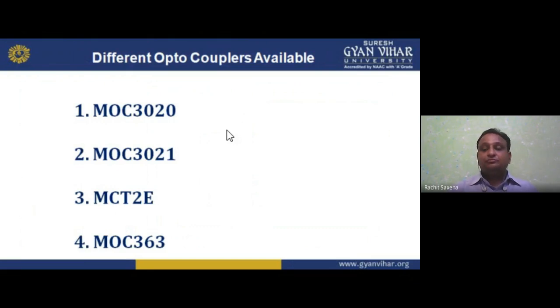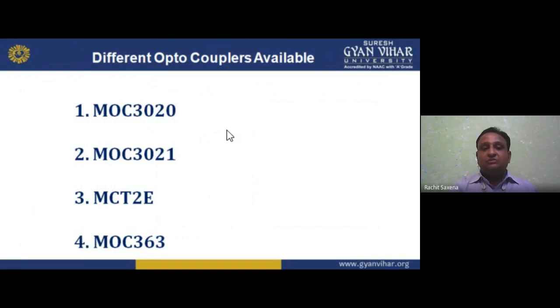Now, why am I telling you this? Because you know what an optocoupler is. What if you want to purchase an optocoupler from the market, or use it in your project? Which type of optocoupler will you use, what will the rating be, which series number do you need? So these are the different optocouplers available. Now taking them one by one: first the MOC 3020, second the MOC 3021, third the MCT2E, fourth the MOC 363.